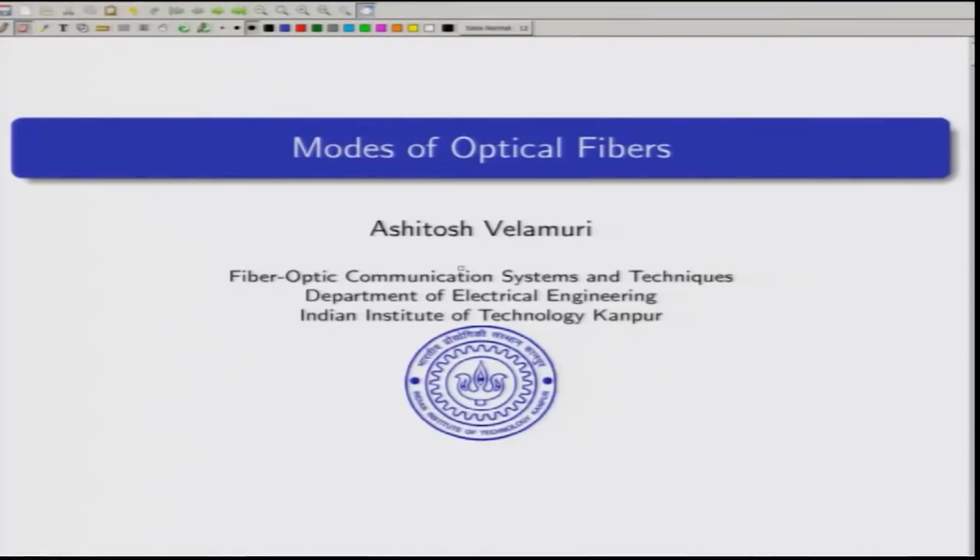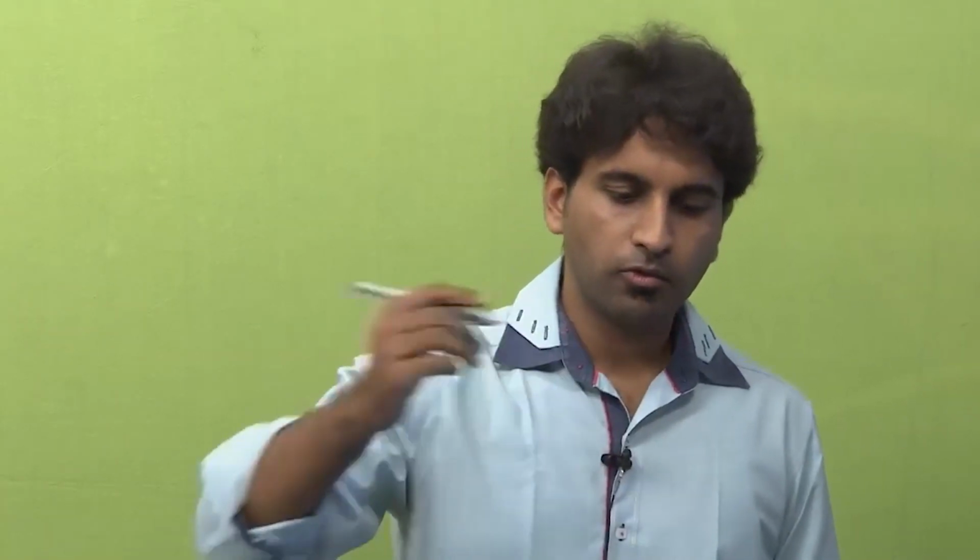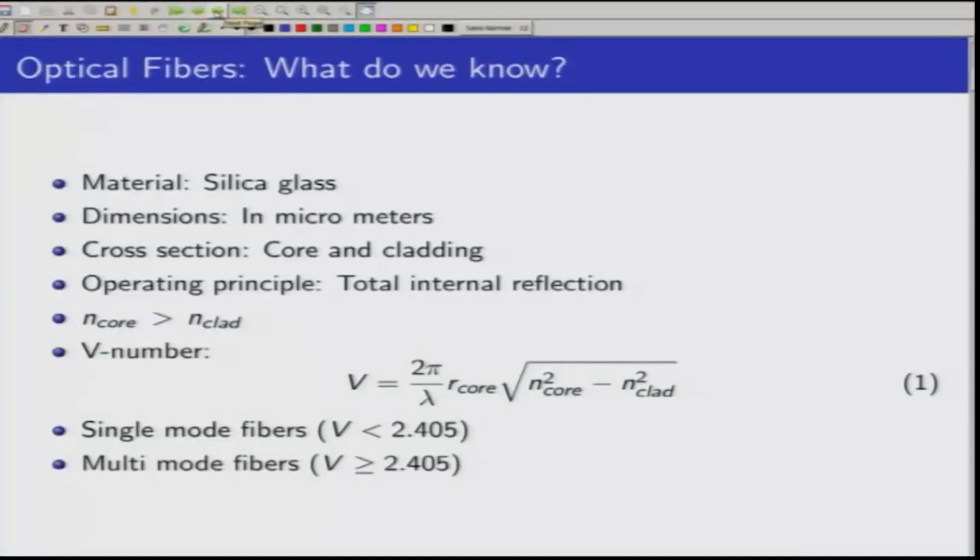I am Ashutosh and today I am going to speak about the topic modes of optical fiber. So, before we begin with the modes, let us discuss optical fibers and what we know about them. So, what is an optical fiber? It is made of silica glass with a cross section of core and cladding, with dimensions in micrometers, and the optical fiber works under the principle of total internal reflection.